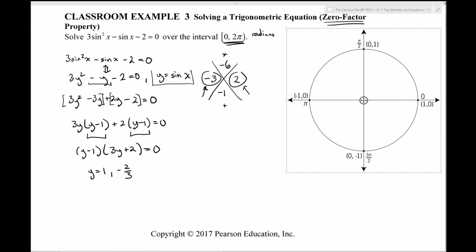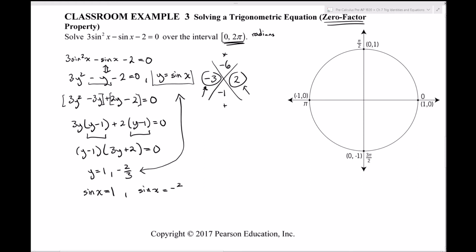And what we do is we take the substitution equation, plug that stuff back in for y. So what this implies is that sine x equals 1 and sine x is equal to negative 2/3. Neither of these is going to have no solution. Both of these contribute solutions. So we look at these one by one.